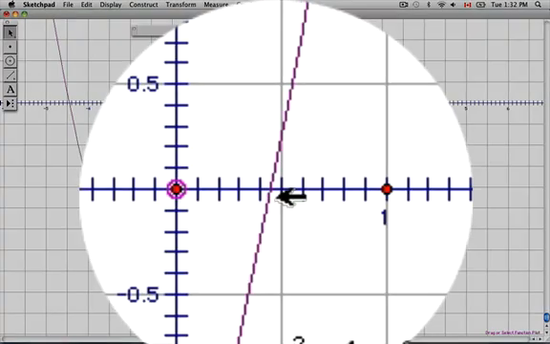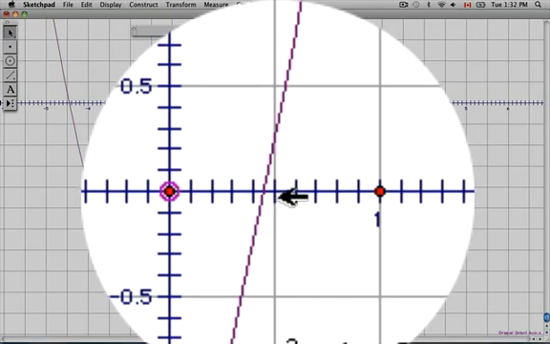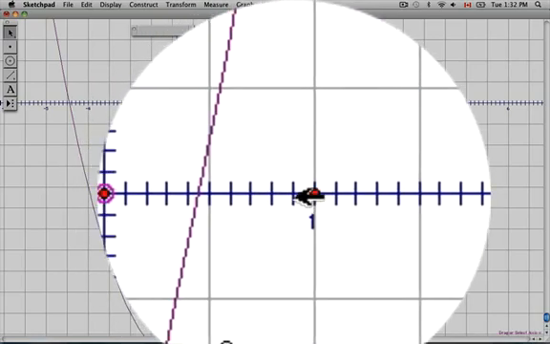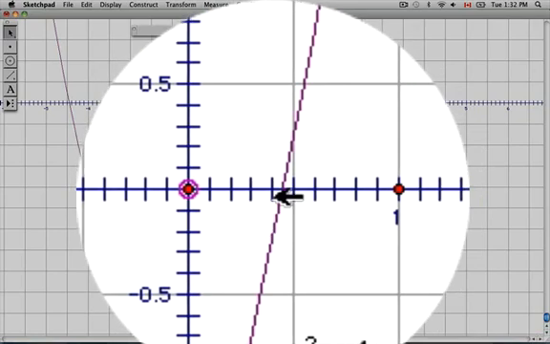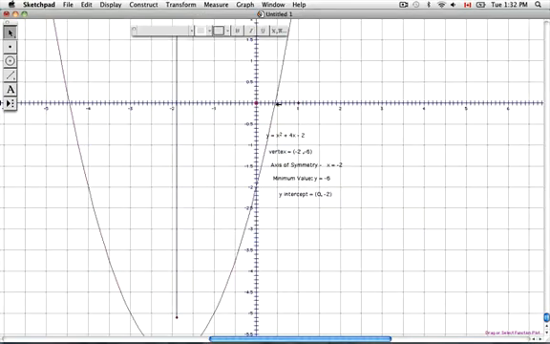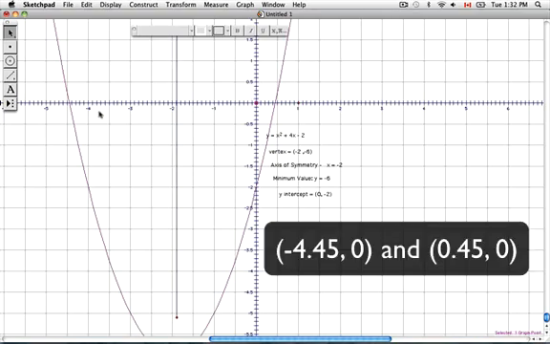For this one, again, it's slightly less than halfway between 0 and 1. So we could say x is equal to 0.45. So there are our zeros. Our zeros are located at (-4.45, 0) and (0.45, 0).